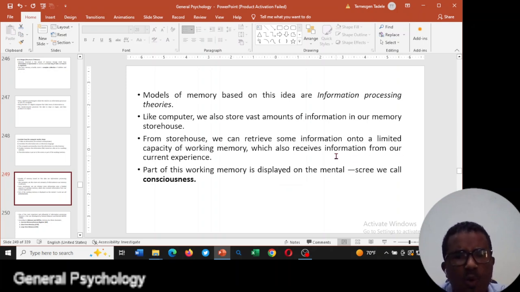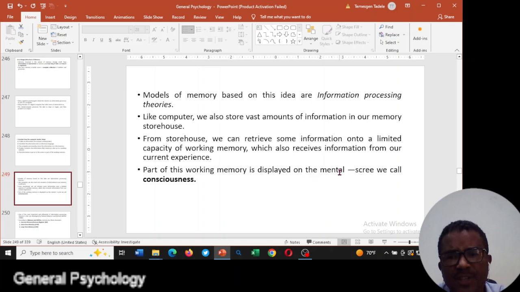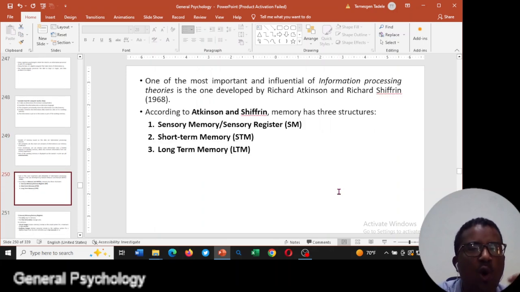Like a computer, we also store an immense amount of information in our memory storehouse. Then from this storehouse, it is possible to retrieve some information and use it again and again in the working memory. So parts of working memory are displayed on the mental screen and we can call this consciousness. By the way, short-term memory is considered the conscious part of our mind because we execute different activities in a conscious manner.